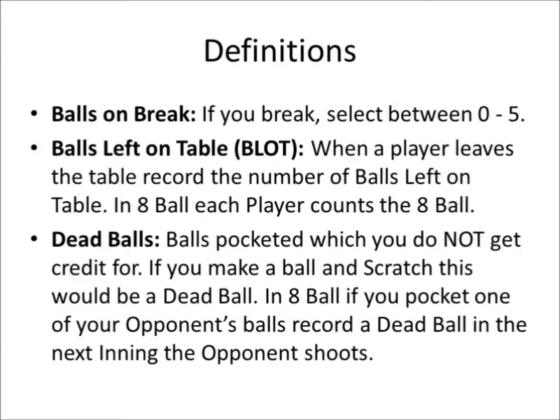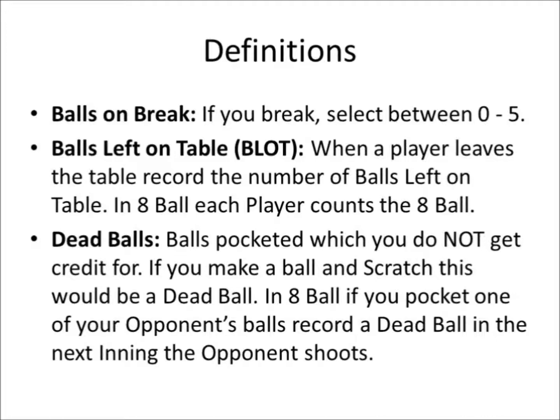Definitions: balls on break. The range for balls on break is 0 through 5. So if you break and have a dry break, you still need to record 0 balls on break. Balls left on table. When a player leaves the table, record the number of balls left on the table. In 8-ball, each player counts the 8-ball.